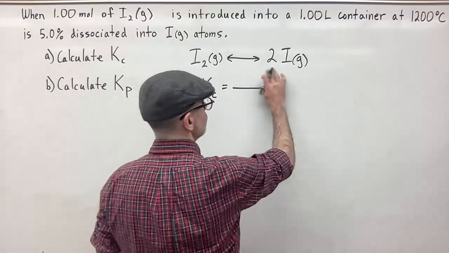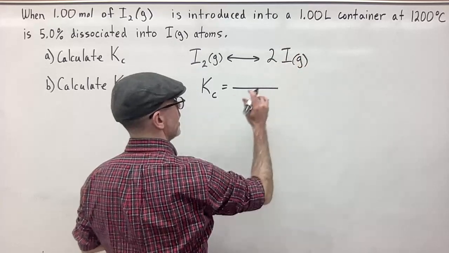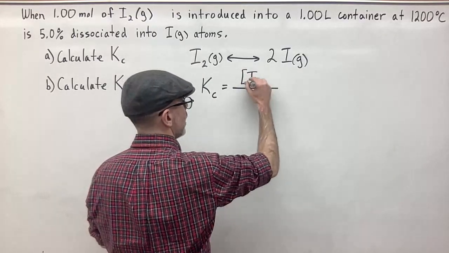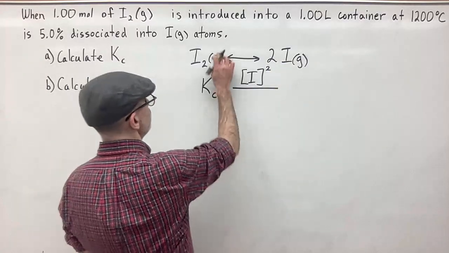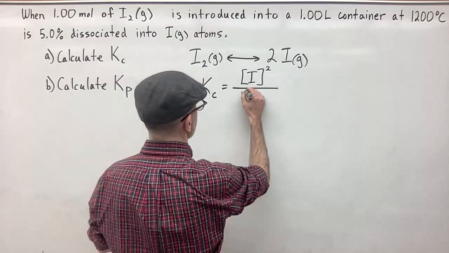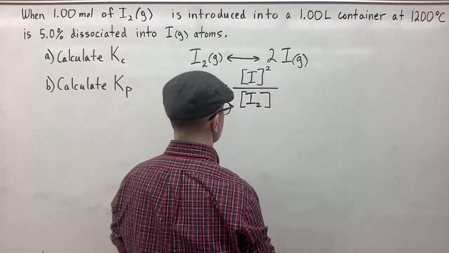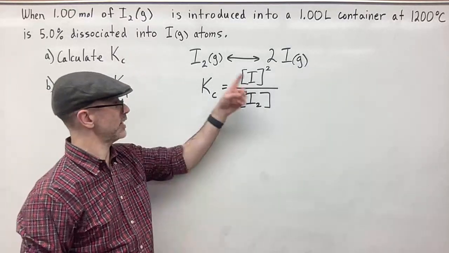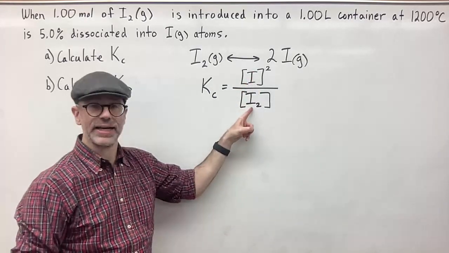And so here we have the product I, single atoms of gaseous iodine, and it has a coefficient of 2. So we're going to write that as the concentration of I raised to the power of 2. And then we've got the gaseous iodine in the diatomic form. We're going to put that on the bottom since it's a reactant. So we have the I2 concentration like so. So here we have our Kc expression. All we need to do is find the equilibrium concentration of the I and of the I2.